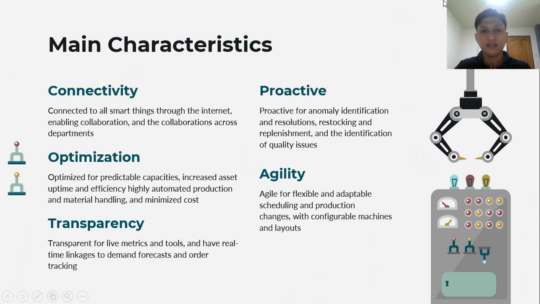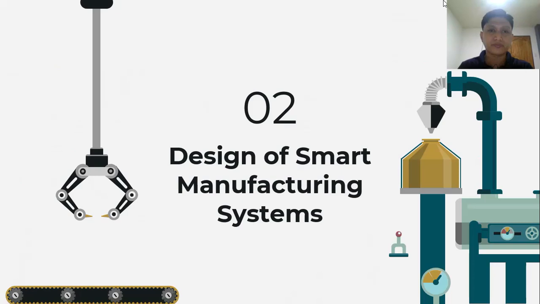Agility for flexible and adaptable scheduling and production changes with configurable machines and layouts. So a smart system needs to be agile so that it can be easily replaced or configured to meet the changing conditions and demands. Design of smart manufacturing systems.